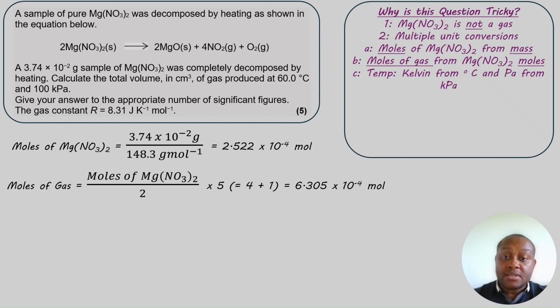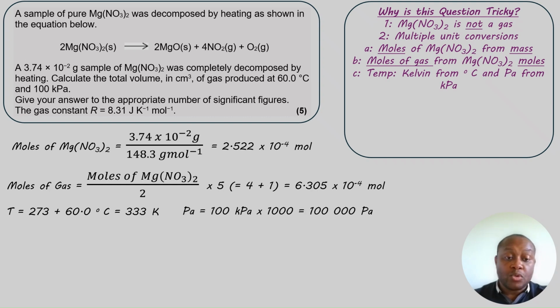Next, we must convert to kelvins from degrees Celsius and we must convert to pascals from kilopascals. To do that, we add 273 to the value of the temperature, and that gives us 333 kelvin. And then for pascals, we multiply the value in kilopascals by 1000, and that gives us 100,000 pascals. Now, we can make V the subject of the formula and then calculate.